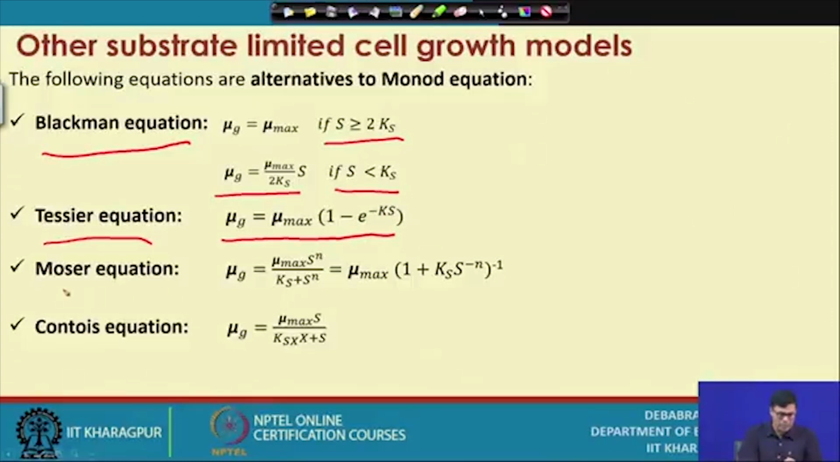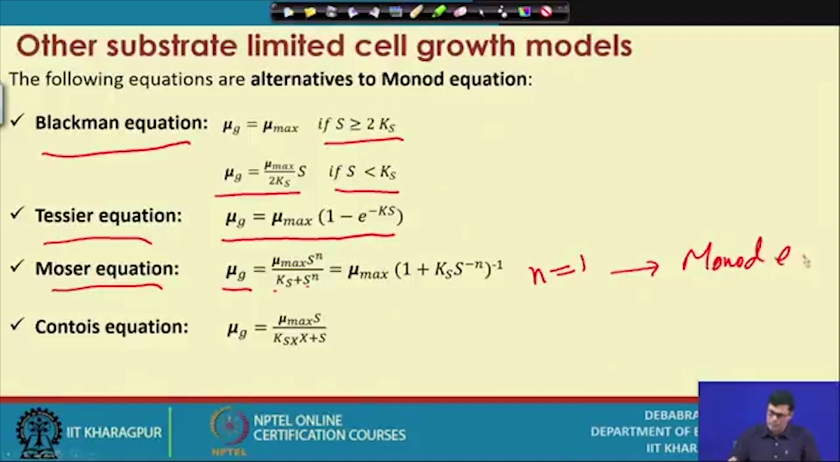And then the Moser model, this is mu g equals mu max S to the power n divided by Ks plus S to the power n. Here we can find that if n equals 1, then this equation tends to the Monod equation. Am I right? This tends to the Monod equation. Now here also we have Ks, the saturation constant. This saturation constant is correlated with the cell mass concentration. If the cell mass concentration is constant, then we can assume this as a constant, and then also this will approach the Monod equation.